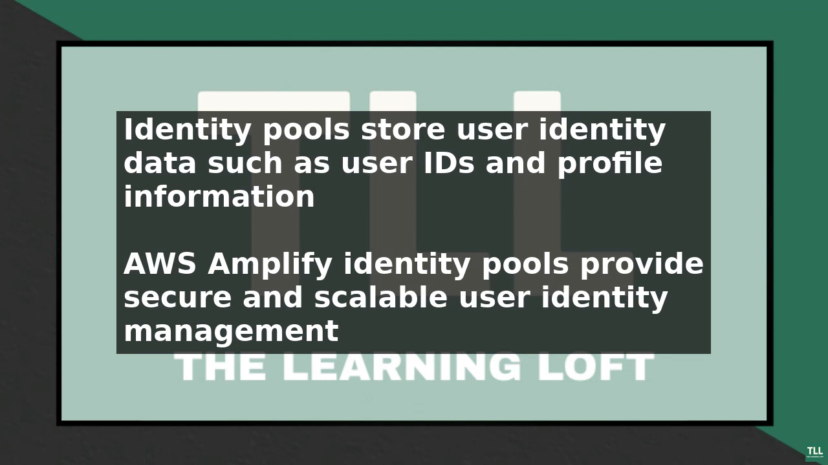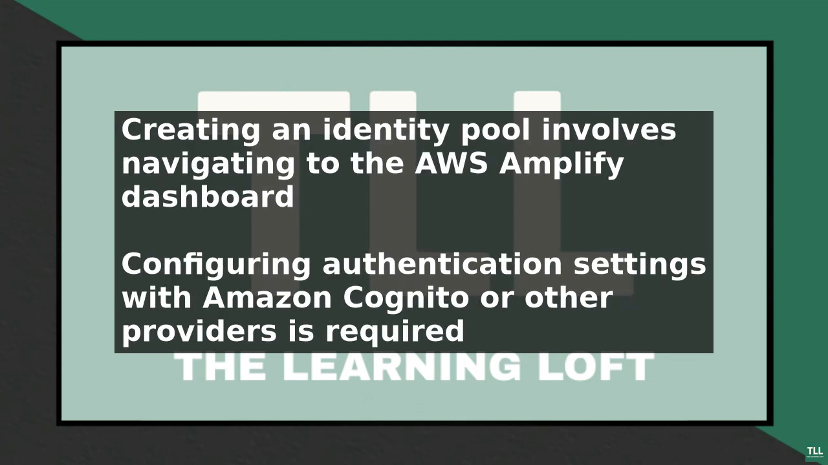Step 3. Configuring identity pool settings. Once you have created an identity pool, you need to configure the settings to control access to your application's resources. This includes setting up authentication flows, defining user roles, and configuring permissions. You can also integrate your identity pool with other AWS services, such as API Gateway and Lambda.